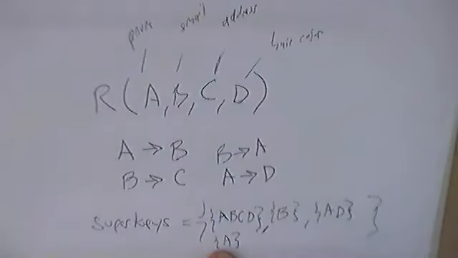What about just A? If I have A, then I can get B, that's fine. And then with B, I can get C. And then with A, I can get D. So that would give me all of them as well. So that's also a super key. Yeah, very good.